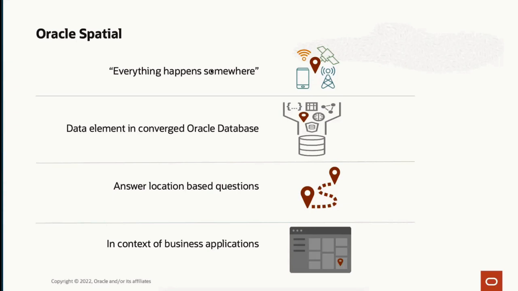So with Spatial, what that allows us to do is use the database to answer all kinds of location-based questions about spatial relationships and distances and areas and proximity, in the context of all of the other sorts of data interactions you have. And then ultimately to feed that into business applications so that they can be enriched with location-aware analysis and reporting and map visualization. So that's the big picture here.